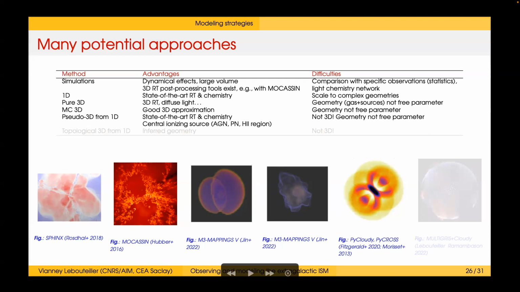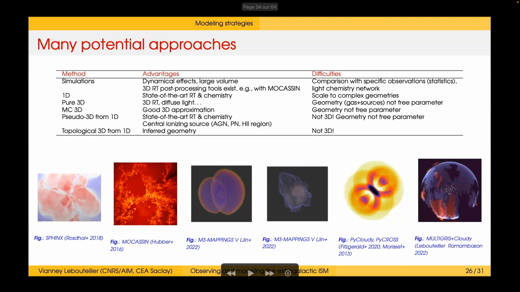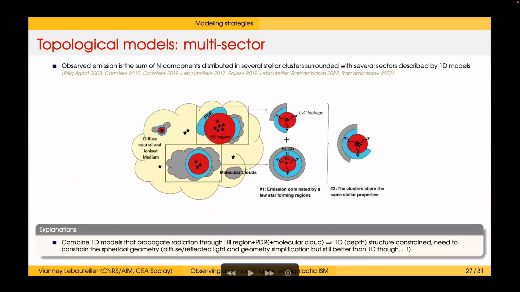You can do pseudo 3D from 1D, so it's a combination of 1D models with angular laws to combine them. The advantage is that you use 1D models, so it's state-of-the-art radiative transfer and chemistry. It's well adapted if you have a central ionizing source like AGN, planetary nebulae, H2 region. The problem is that it's not pure 3D and geometry is not a free parameter. And finally, you have what we call topological 3D, which is a combination of 1D models. The advantage is that you can infer the geometry, it's parameterized, but the disadvantage, of course, is that it's not pure 3D.